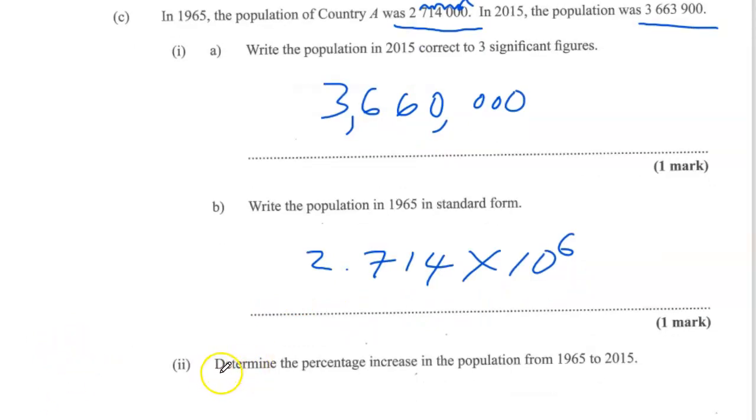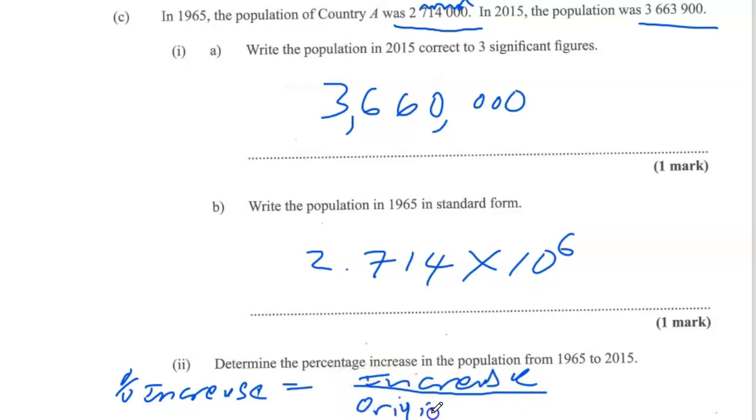Part 2, here we're asked to determine the percentage increase in the population from 1965 to 2015. So the percentage increase would be, of course, the increase over the original value in 1965, times 100. Now, how do we get the increase? Notice the new population was this figure, and the original was 2,714,000. So to get the increase, we find the difference between those two values.